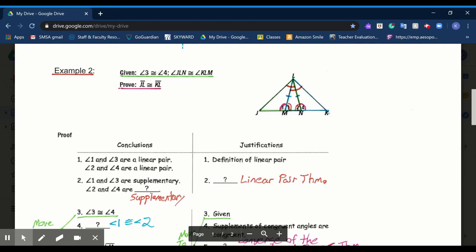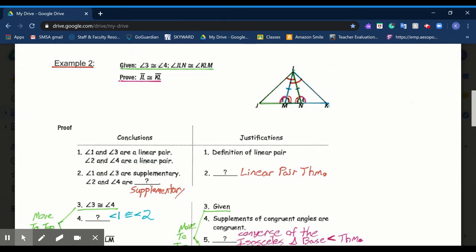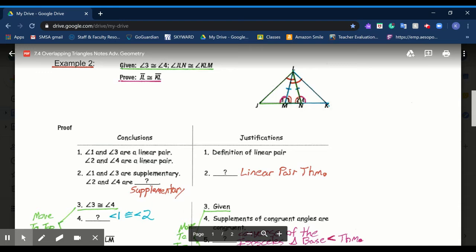So moving to example 2, again, obviously we have overlapping triangles here, quite a few depending how you look at it. To help us know how to look at these triangles and break it down, we want to look at the given and the eventual prove. So in my given, I knew angles 3 and 4 were congruent. So right away I marked 3 and 4 are congruent. And I knew angle JLN was congruent to angle KLM.